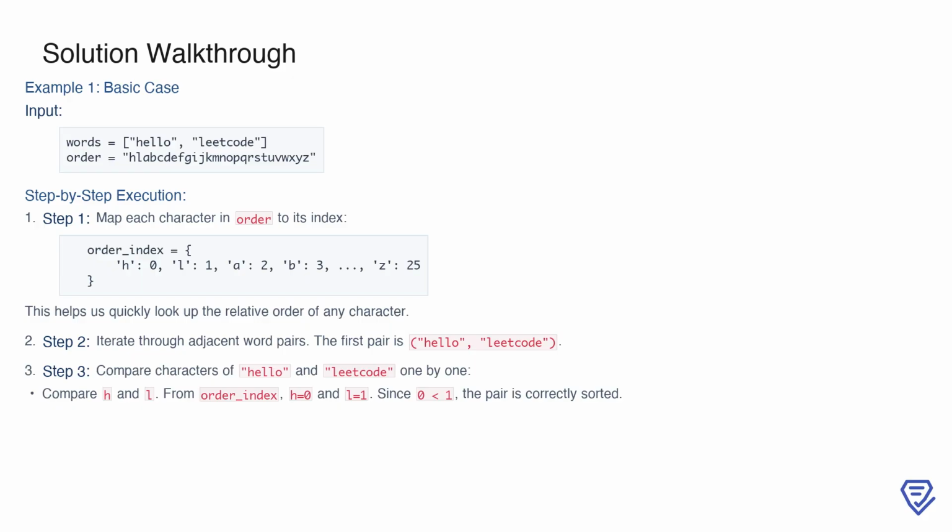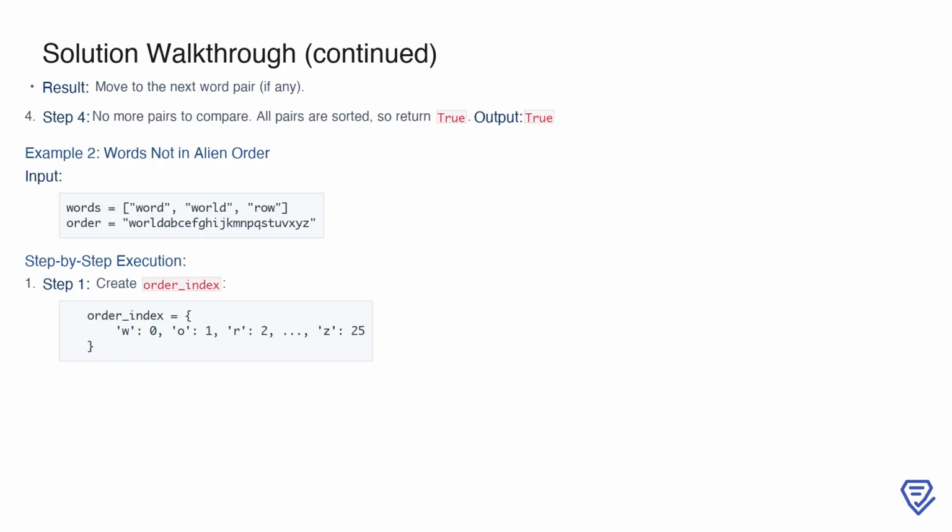Starting with the first characters, H and L, we find that in the alien order, H comes before L since their indices in order_index are 0 and 1, respectively. This confirms that the pair is correctly sorted. Now that we've confirmed the first pair is sorted, we check if there are any more pairs to compare. In this example, there are no additional pairs, so we conclude that all words are sorted according to the alien dictionary. As a result, we return true.